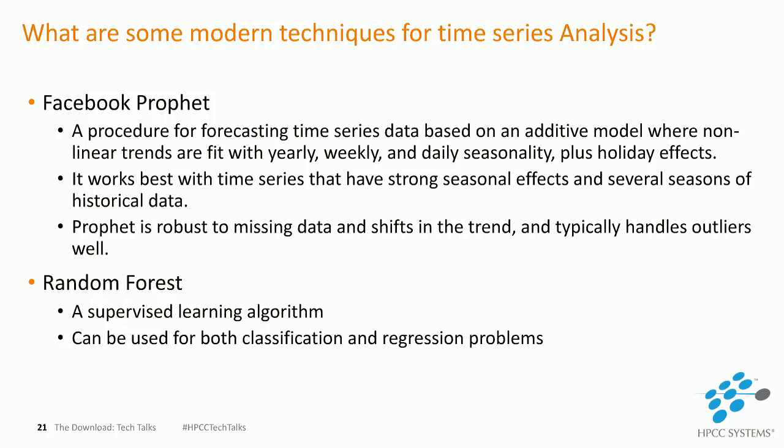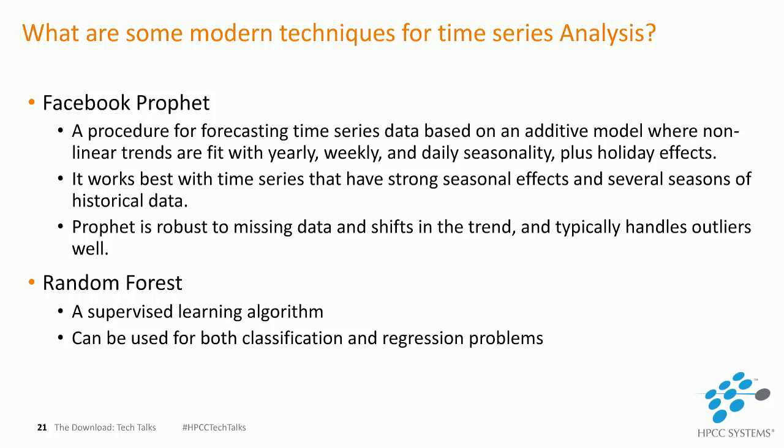Prophet shines for business forecast tasks or tasks with any of the following characteristics. 1, hourly, daily, or any type of seasonality. 2, important holidays. 3, a reasonable number of missing observations or large outliers. 4, historical trends. And 5, trends that are nonlinear, such as the trend that hits a natural limit or saturates.